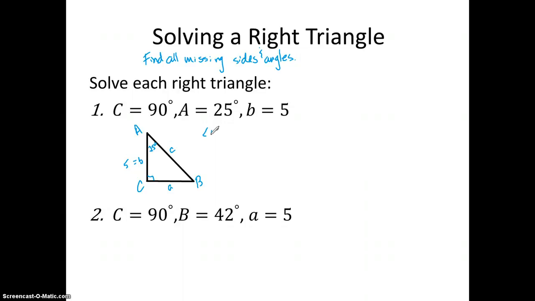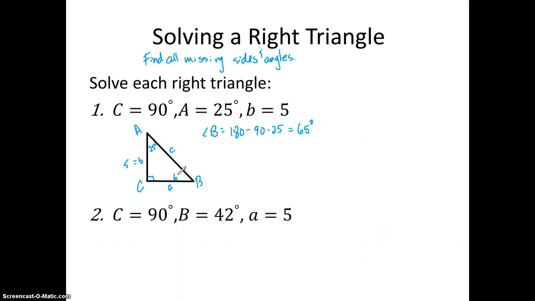So angle B, we simply take 90 and 25. And remember that the sum of the angles in a triangle is going to be equal to 180. So we do this math real quick. Okay, so 180 minus 90 minus 25, 65 degrees. So we got the last angle here. Now we need to find these two sides.